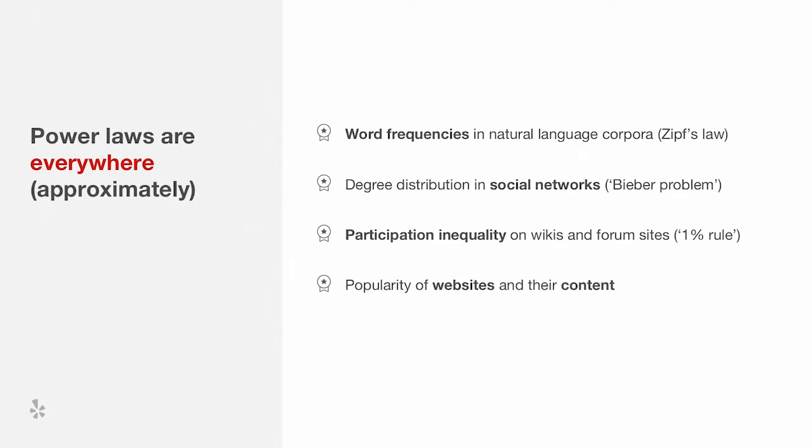Participation on things like wikis and forum sites, any other places where you get user-generated content, tends to follow power law distributions, with a few elite power users doing most of the work and the vast majority of users not contributing at all, or maybe even just once throughout their entire lifetime there. And in fact, the popularity of websites in general across the web, or content on a lot of websites, also follows power laws. There are lots of academic studies about this kind of thing, so it's important to be aware of these things because of the problems that they can cause when you're building applications to process that data.